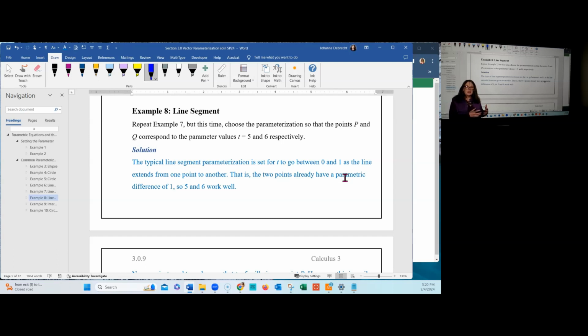What does that mean? That means that when t equals 5, I want to be at the point 1, 5.